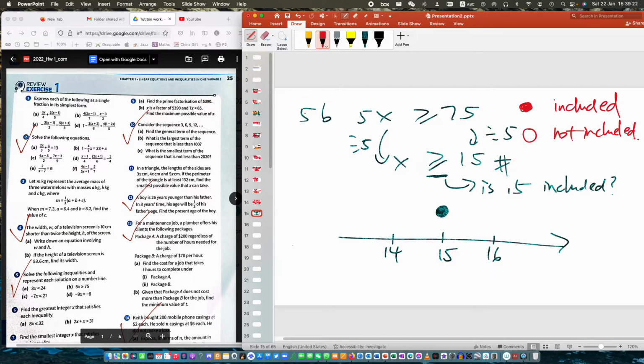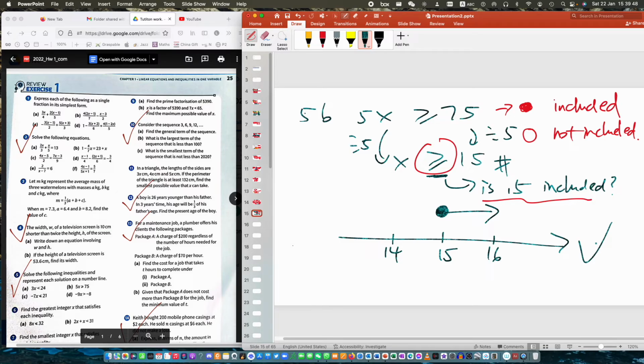So is 15 included? The answer is yes. So included means solid dot. Bigger means left or right, arrow left or right? It's bigger, so it's right. So just go to the right. So basically you have to show this. Did you show this? Yeah, I drew the number.